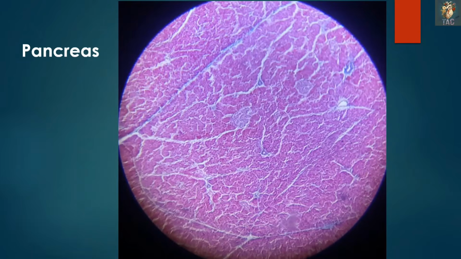Another slide. Here you can see a large number of serous acini, and in addition to serous acini you can also see the islets of Langerhans. So these are the islets of Langerhans, and this is clearly a slide of the pancreas.